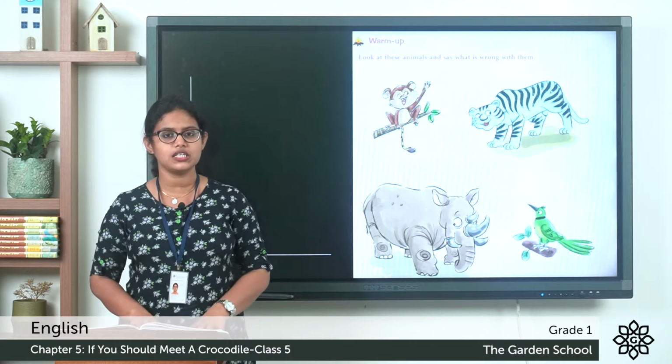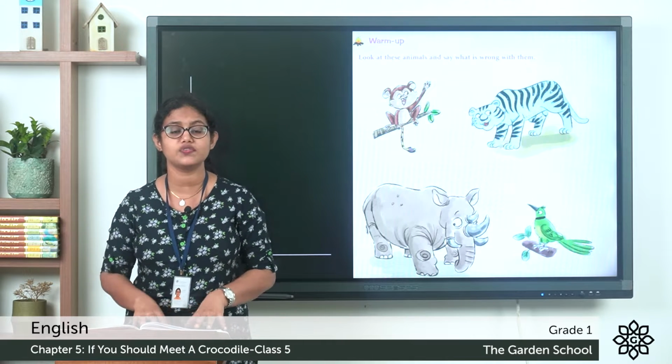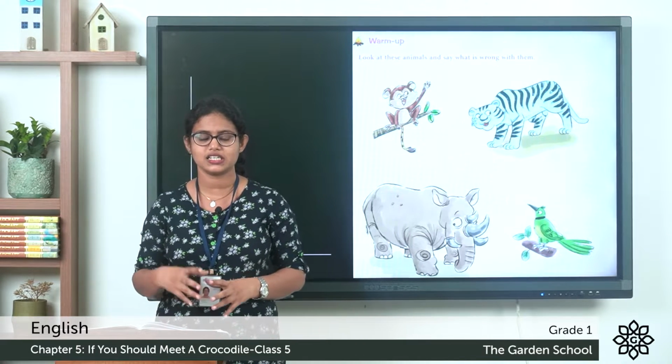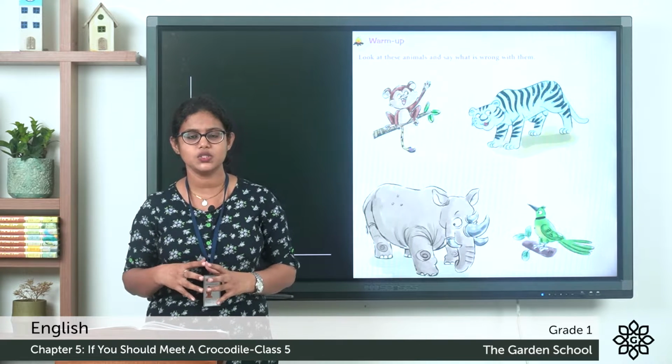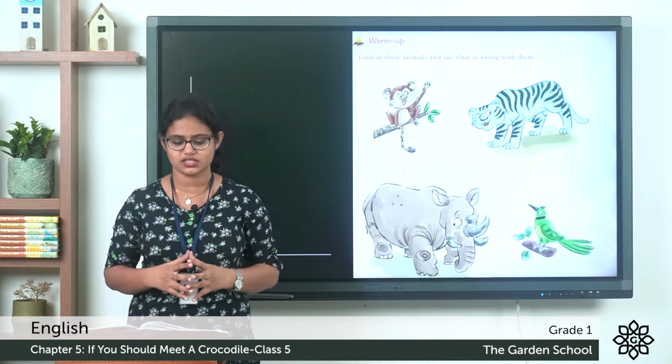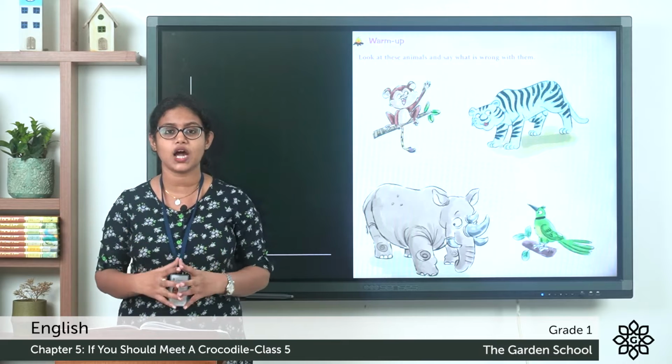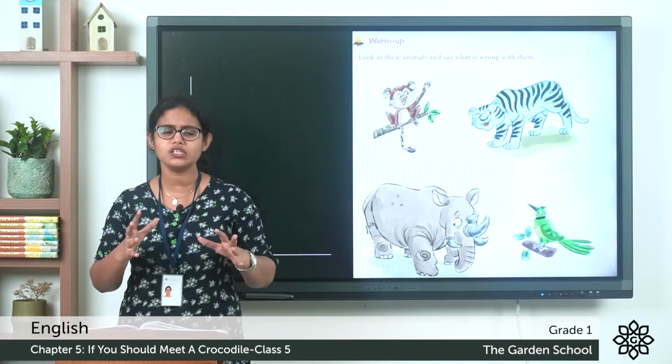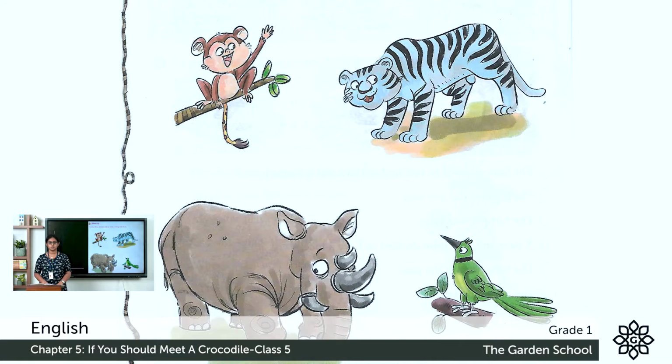So here you can see the picture of different animals, right? What you need to do is observe these pictures and find out what is wrong with them. You can see 4 different animals there, and you have to observe them very carefully and say what is wrong with each picture.